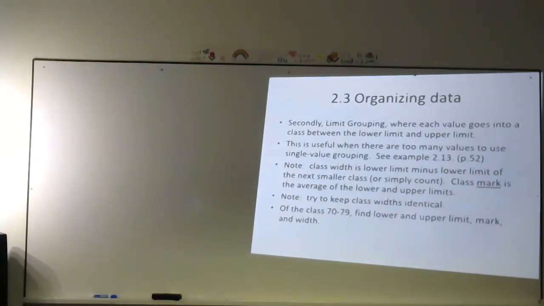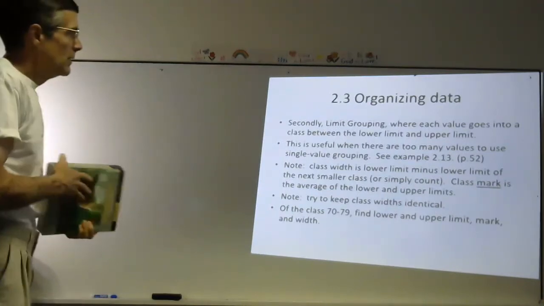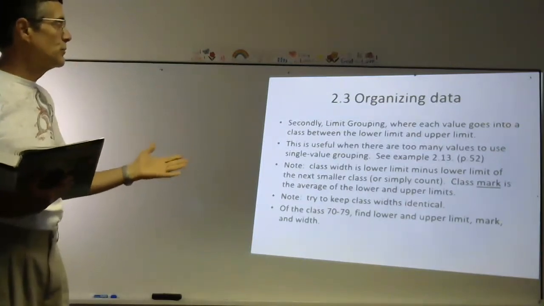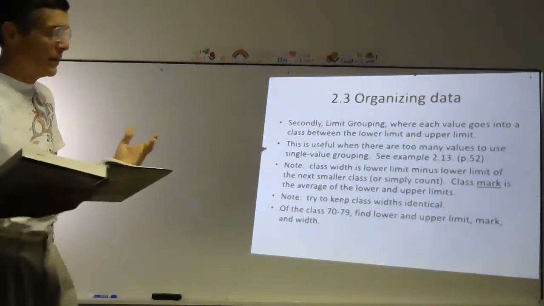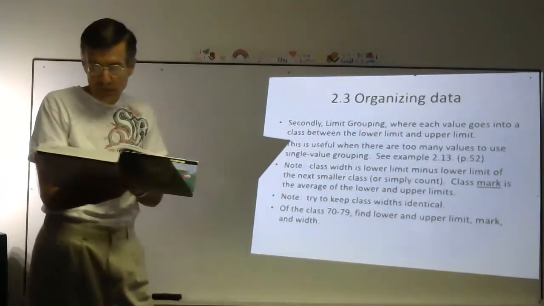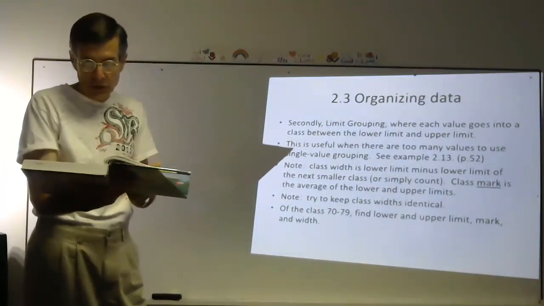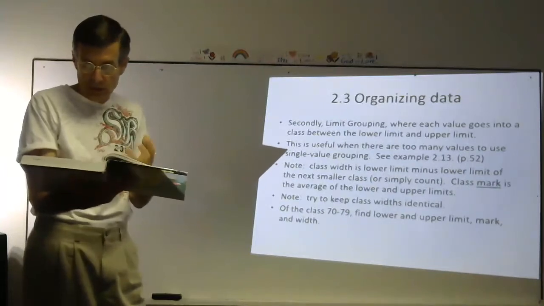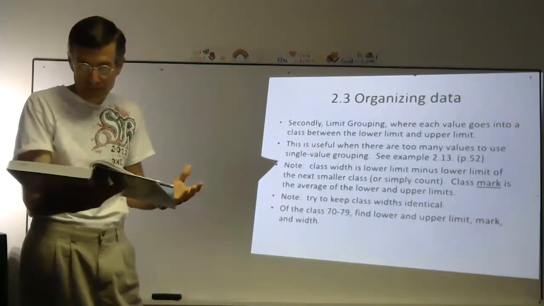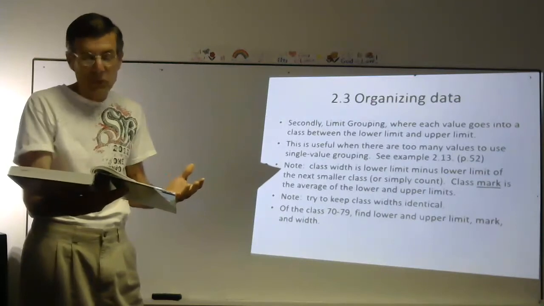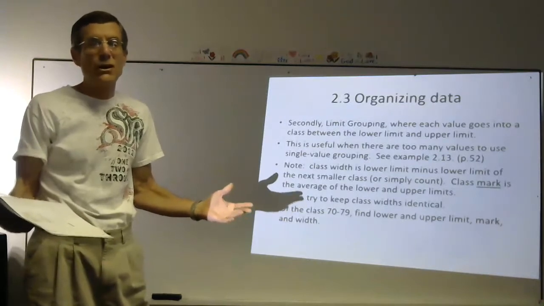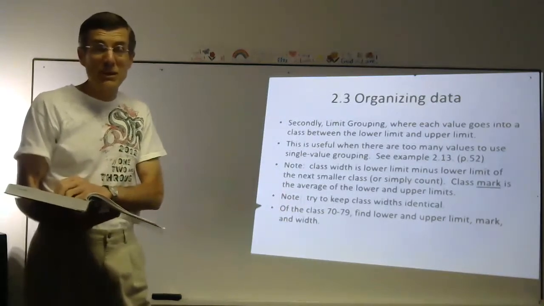All right, next is limit grouping, where each value goes into a class between a lower limit and an upper limit. Useful when there are too many values to use single values. So now, go back to page 51 down at the bottom. If you look at the days to maturity for 40 short-term investments, look at all those different numbers, okay? I have no clue how many different ones there are, but there's probably in the neighborhood of 25 to 30 different numbers. Do you want to do a bar graph with 25 to 30 different bars, or a pie graph with 25 to 30 different pieces of pie?